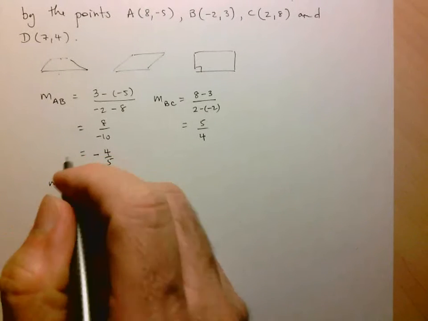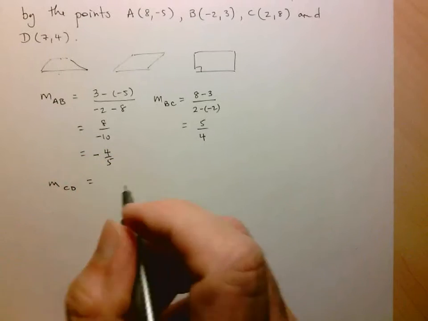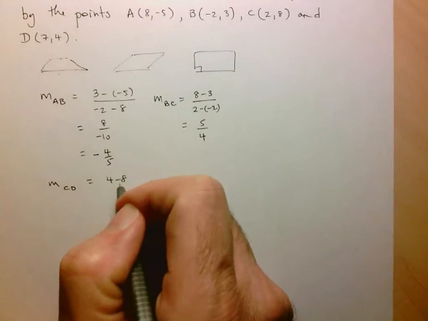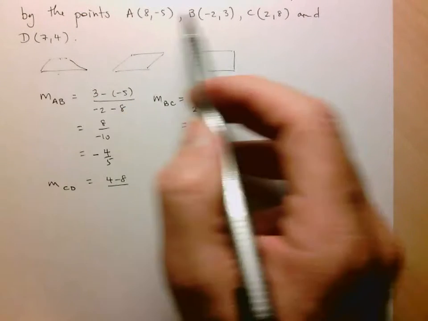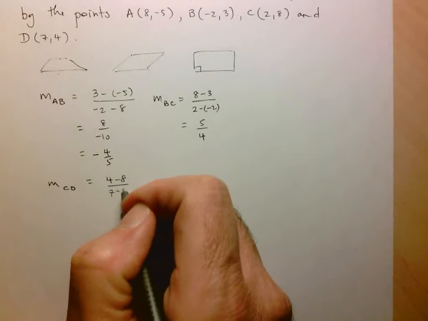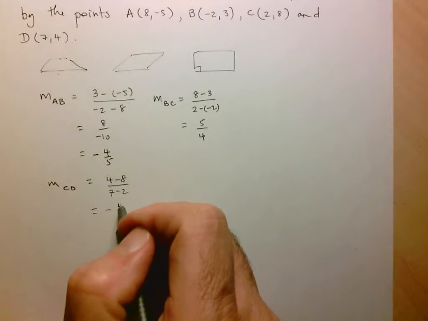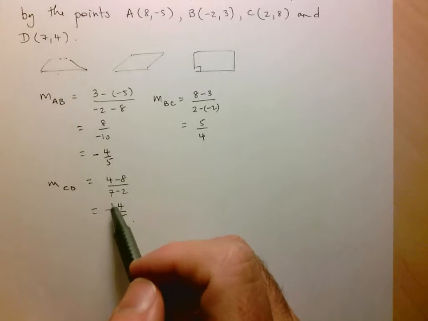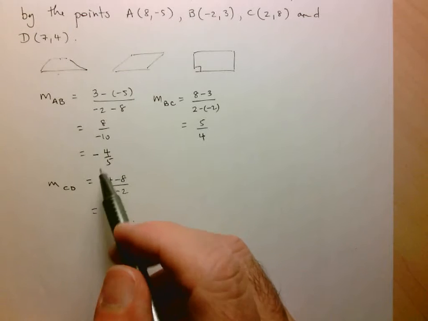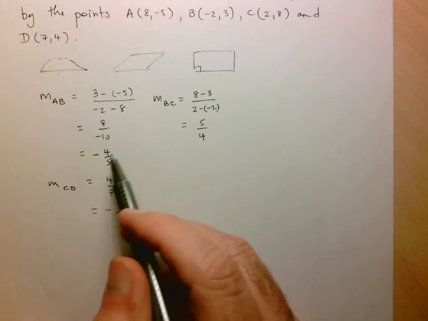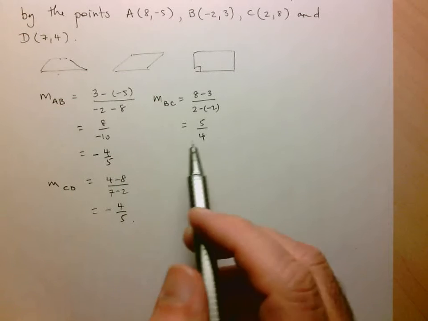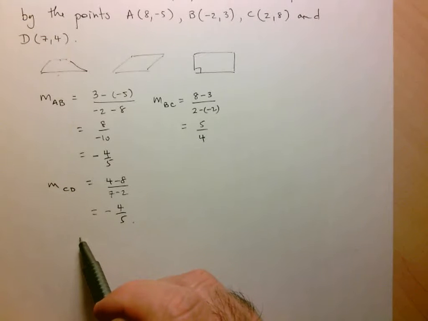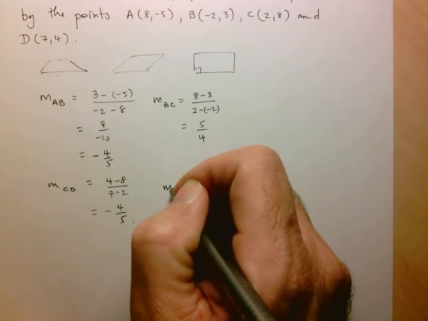Let's now find the slope of CD. Here y2 minus y1, so 4 minus 8 over x2 minus x1, 7 minus 2. And so here we have negative 4 over 5. So we see that these opposite sides are parallel. We've got two sides that are parallel and a third side that's perpendicular to both of these other sides. So this is really looking like a rectangle. Let's find the last one.